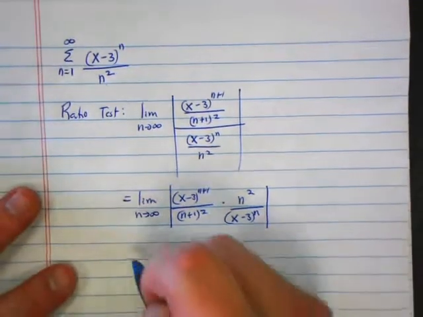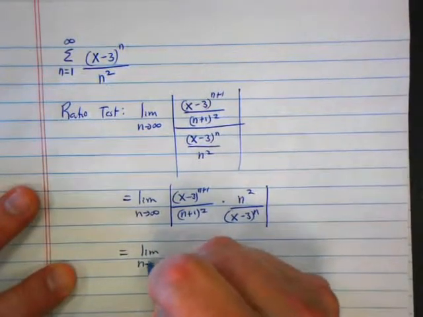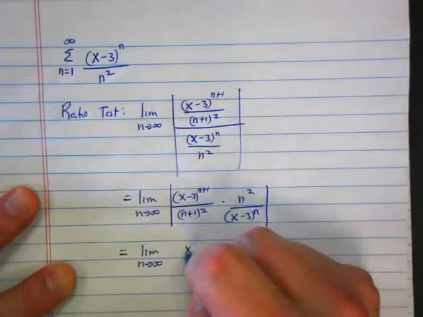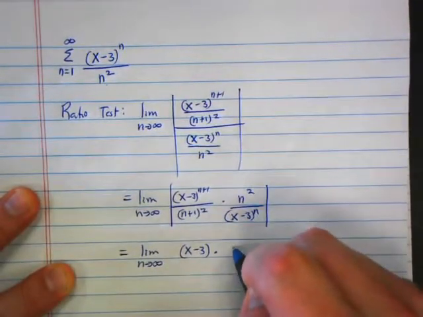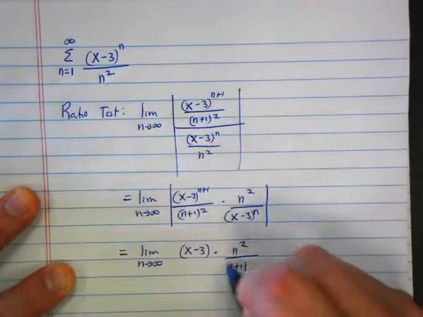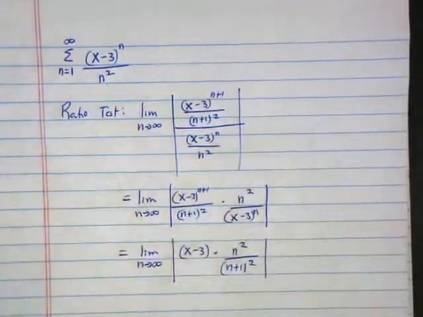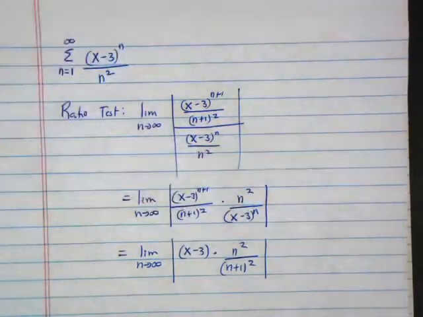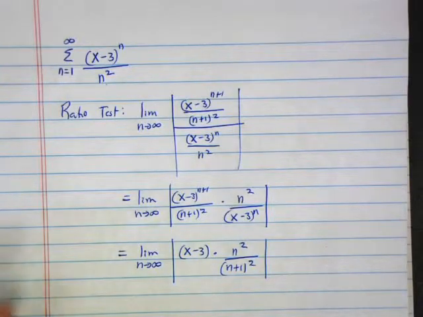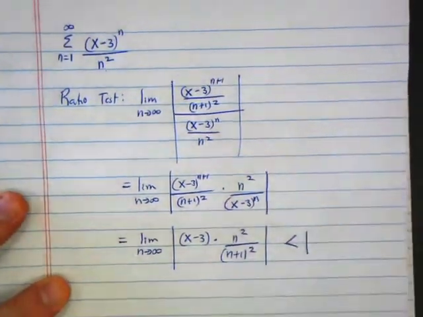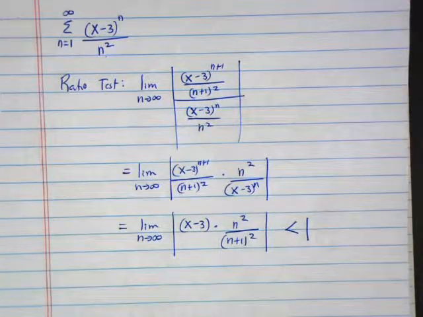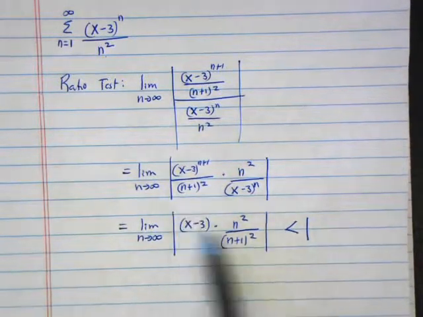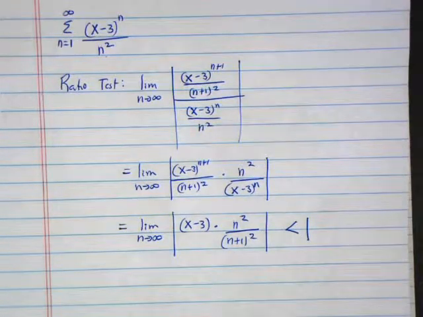Simplify a little bit. That's the limit as n goes to infinity of |x minus 3| times n squared over (n plus 1) squared. Subtracted my exponents again. n plus 1 minus n gives me a 1. Once again, I need to know, when is this limit going to be less than 1? At 3, it's certainly less than 1, because at 3, it's 0. If I plug 3 in, I get 0.